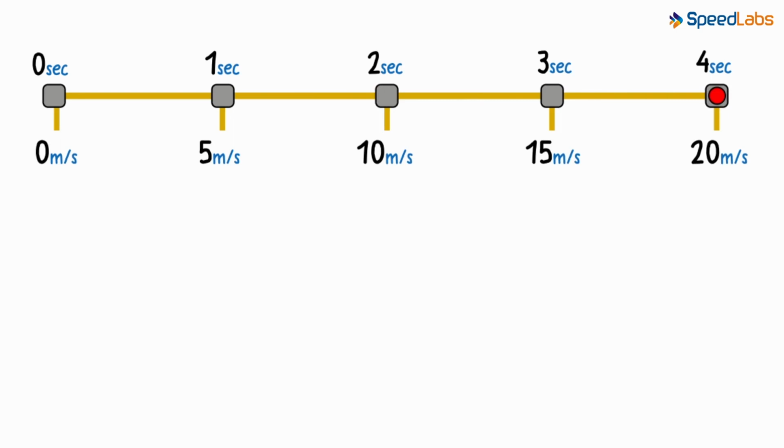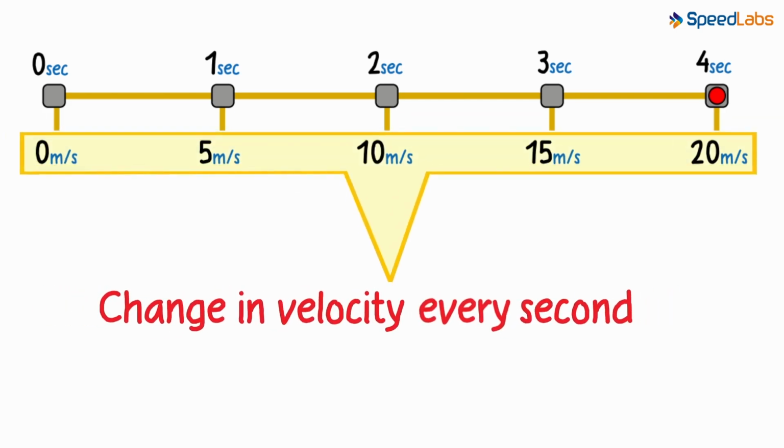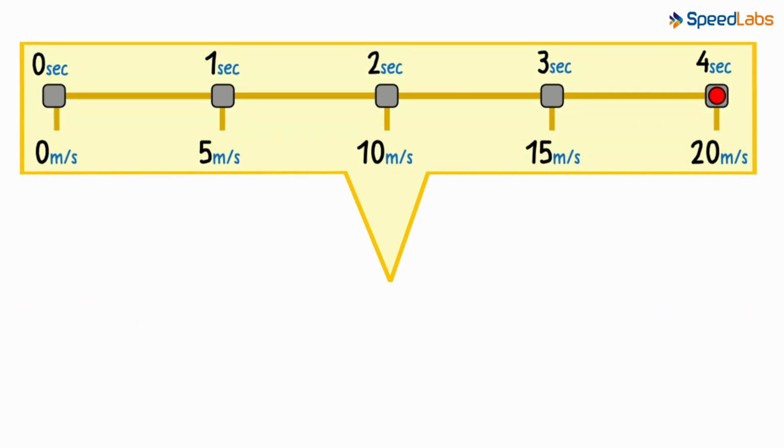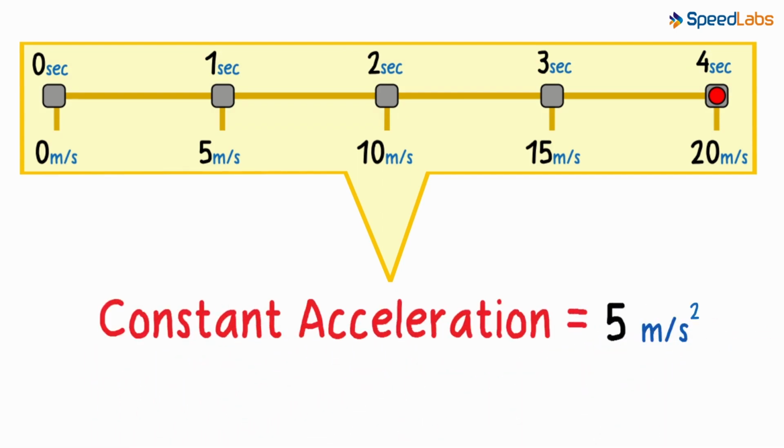What is happening here? The velocity of the object is changing every second. The change in velocity each second is a gain of 5 meters per second. So for 4 seconds, the vehicle maintained a constant acceleration of 5 meters per second squared.